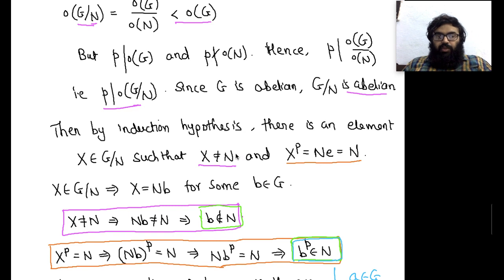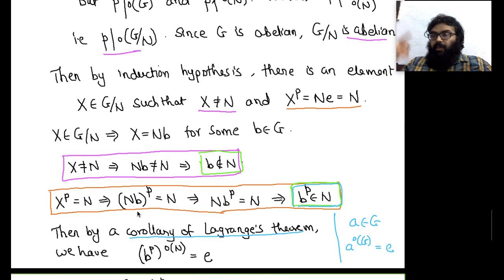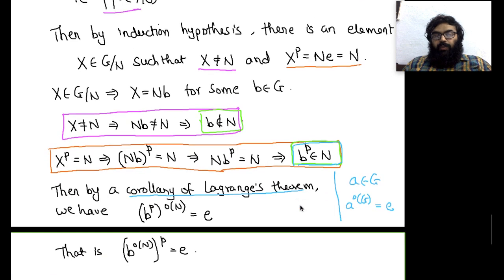And now we use these two facts. X is not equal to identity. This means x is not equal to N. That means Nb is not equal to N. That means b is not in N. That is the first thing. Now x power p equals N. That means (Nb) power p equals N. But Nb is a coset, so you can write N b, p times. So N b power p equals N. And if N b power p equals N, that means b power p must belong to N.